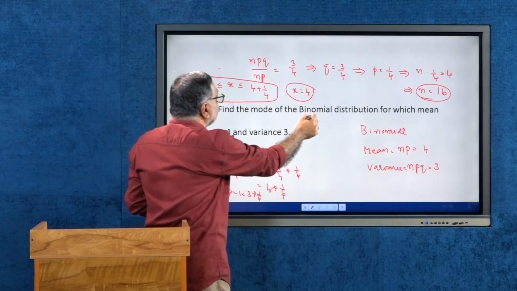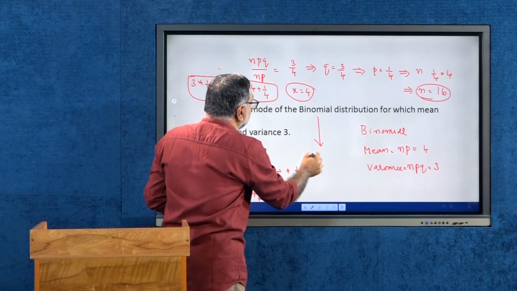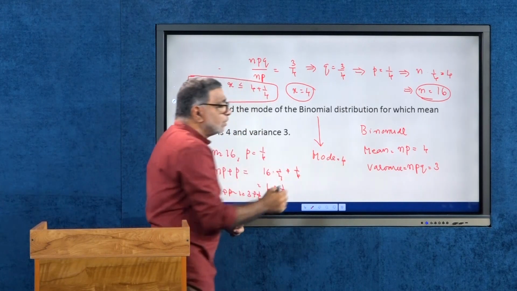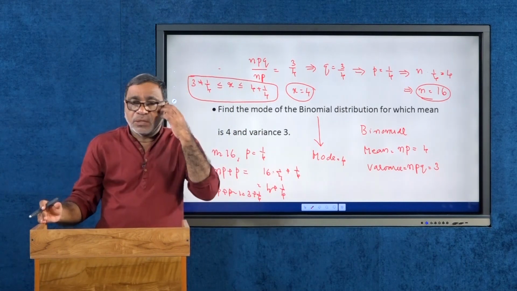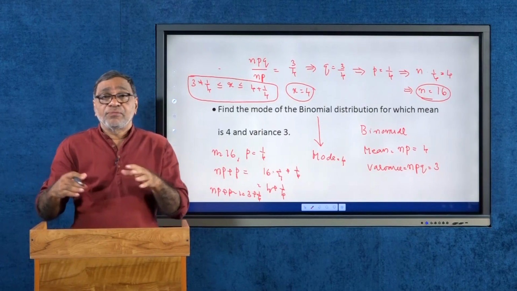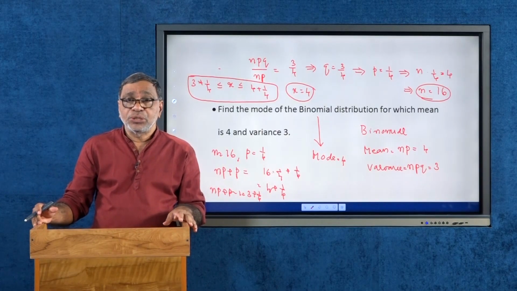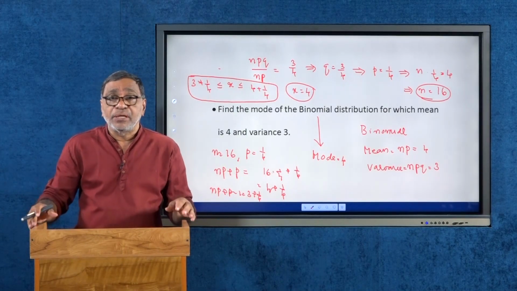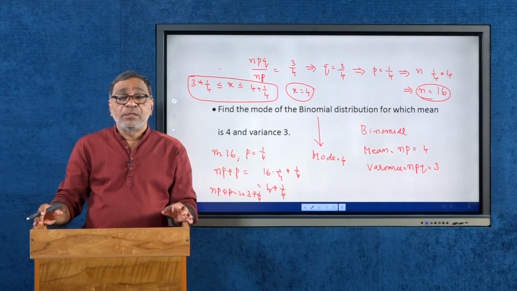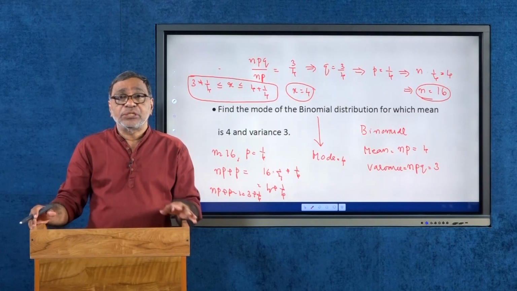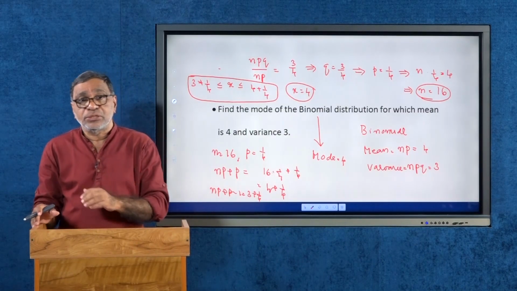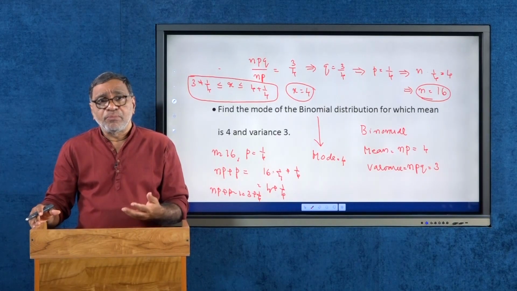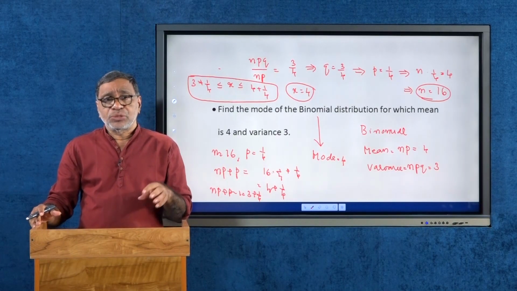So, for this binomial distribution, mode is equal to 4. This is the way in which we derive the mode of the distribution if the parameters are not specifically given, but given in terms of some other values, that is mean is equal to 4 and variance is equal to 3. Like this, we can do any problem of this type.